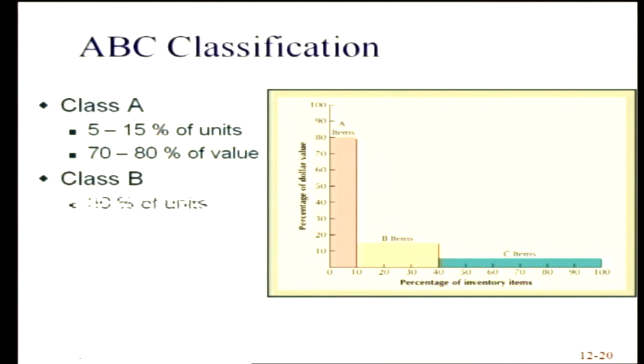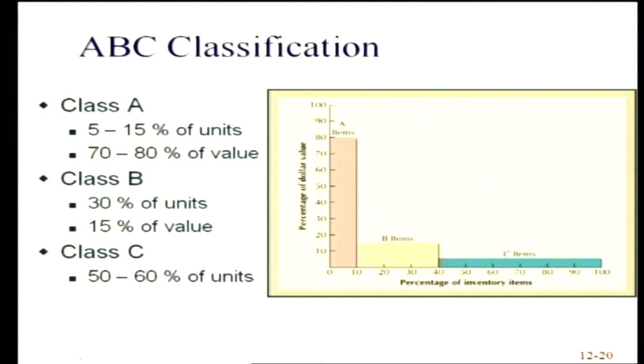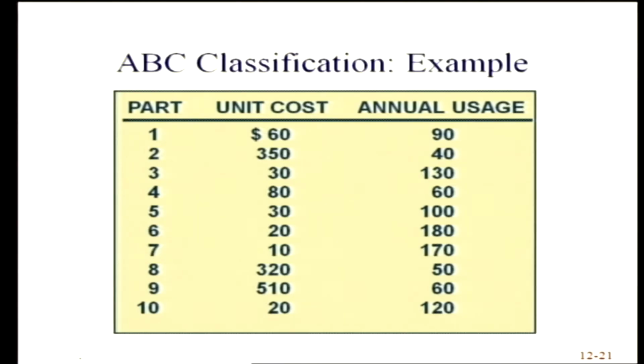B class inventory keeps 30% of the units. Now these items are the B items. These items are the A items. Now the third category is C, which constitutes 50 to 60% of the units, but the value is 5 to 10%. We will take one example.